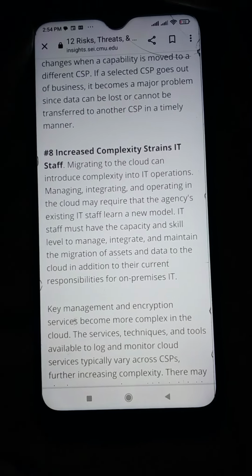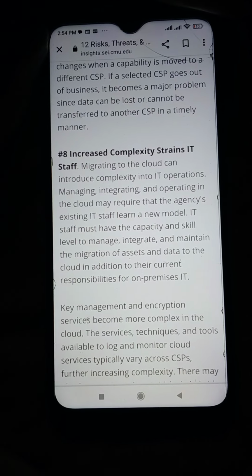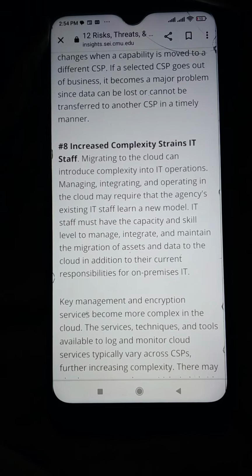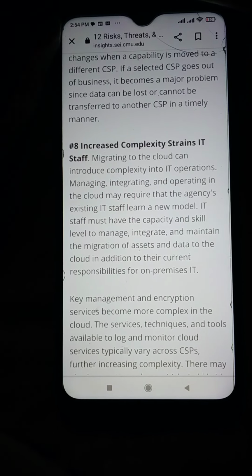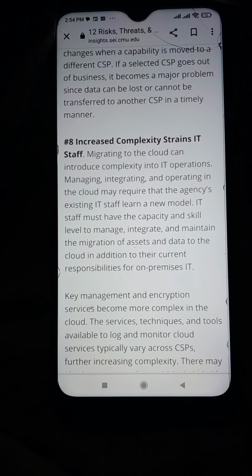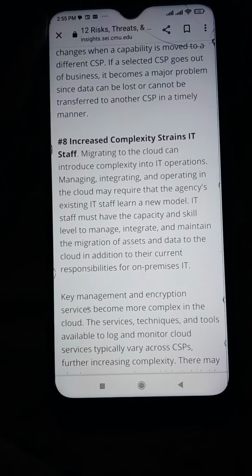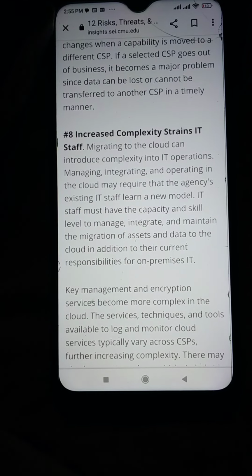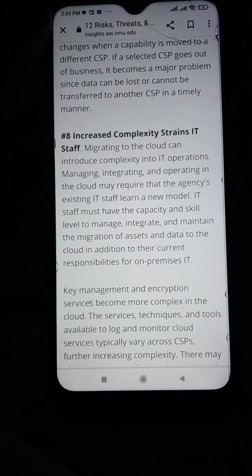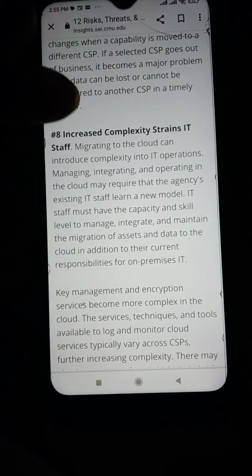Number eight, increased complexity strains IT staff. Migrating to the cloud can introduce complexity into IT operations. Managing, integrating, and operating in the cloud may require that the agency's existing IT staff learn a new model. IT staff must have the capacity and skill level to manage, integrate, and maintain the migration of assets and data to the cloud in addition to their current responsibilities for on-premises IT.